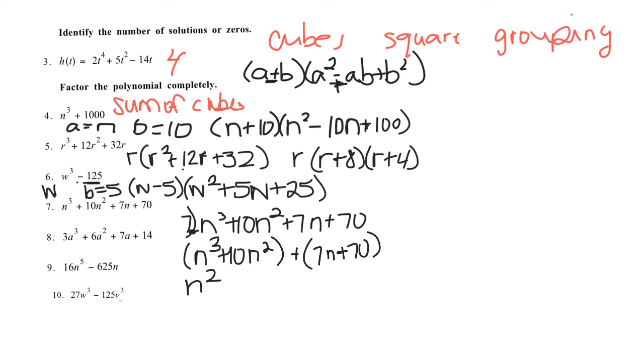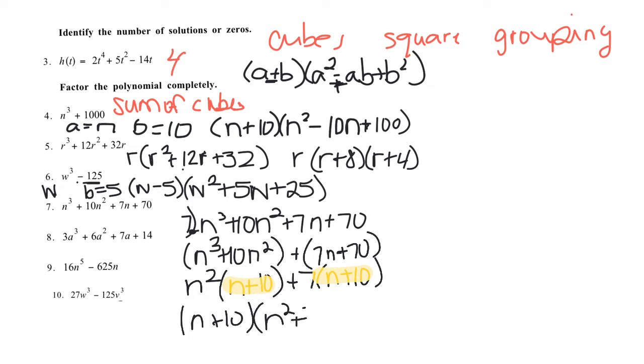Factor out n squared times n plus 10. And I'll factor out a 7 out of the second parentheses, n plus 10 again. Now I'm going to factor out my n plus 10. So I get n plus 10 times n squared plus 7. And that's my final factorization.